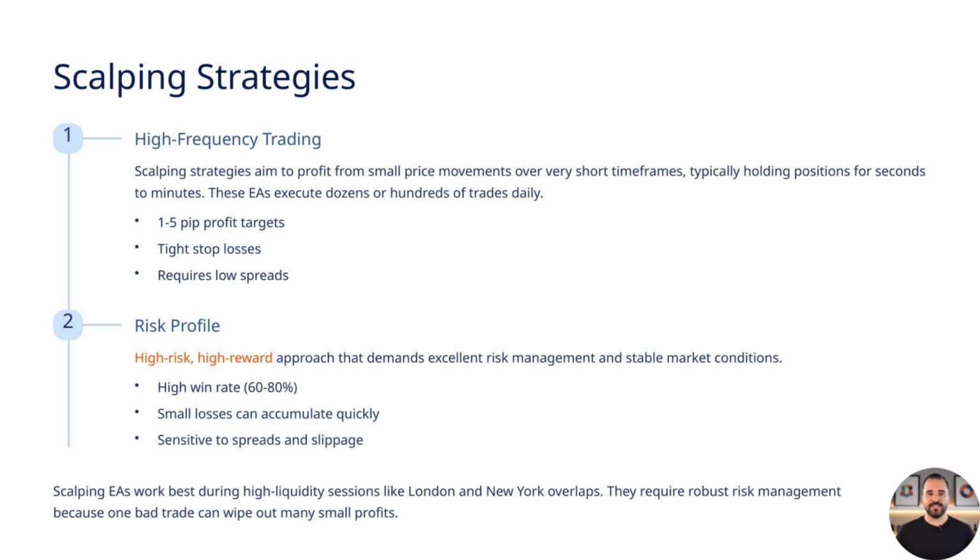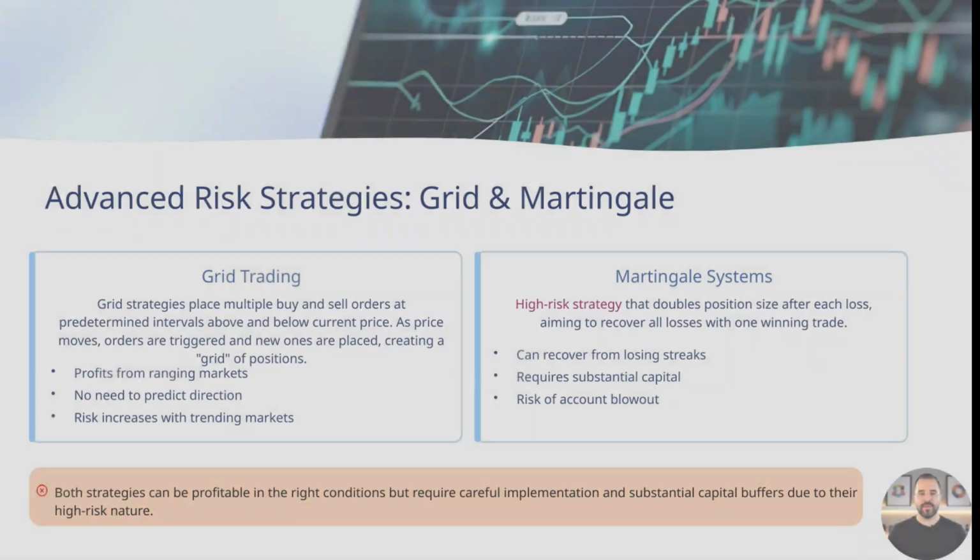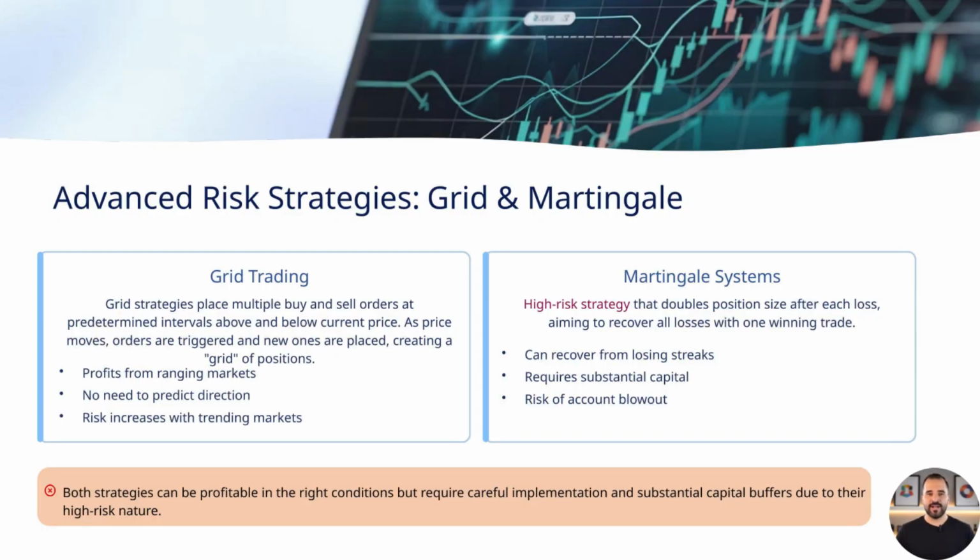The appeal of scalping is its high win rate, often between 60–80%. But the flip side is risk. A few bad trades or one major slippage event can wipe out the gains from dozens of small winners. This makes robust risk management absolutely essential. For algorithmic traders, scalping EAs can be exciting and rewarding, but also unforgiving. They're best suited to traders comfortable with fast action, high frequency, and the discipline required to protect capital in the game of thin margins.